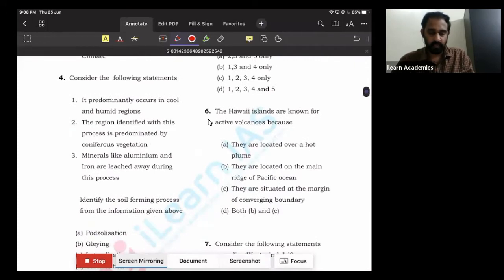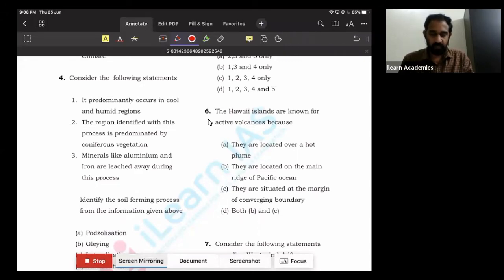Next, question number 4. You are supposed to identify a soil forming process. Let us look at the statements. Statement 1 says it predominantly occurs in cool and humid regions, that is the mid-latitude regions.